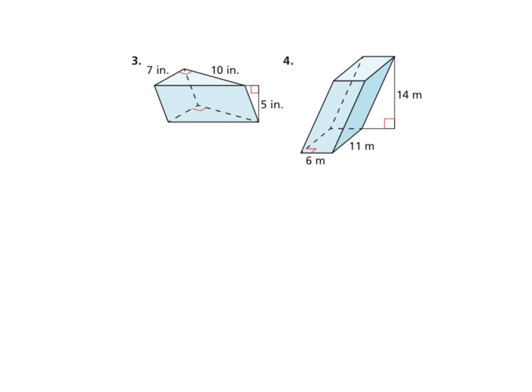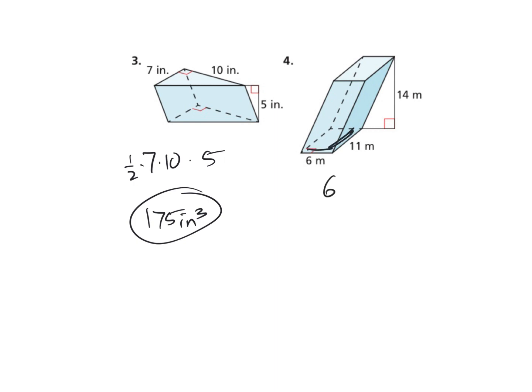Now we have a triangular base, so this is 1/2 the base times the height, and then the height of the prism. So 1/2 of 70 is 35, so you take 35 times 5, and you get 175 cubic inches. Now this is a rectangular base, so 6 times 11 times the height, 14. So 66 times 14 is 924 cubic meters.